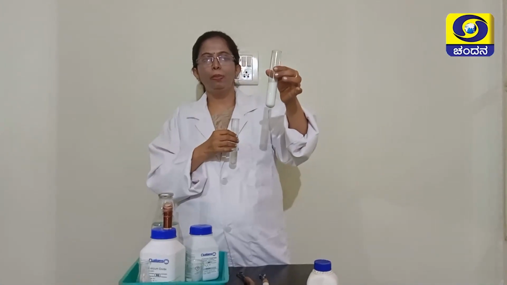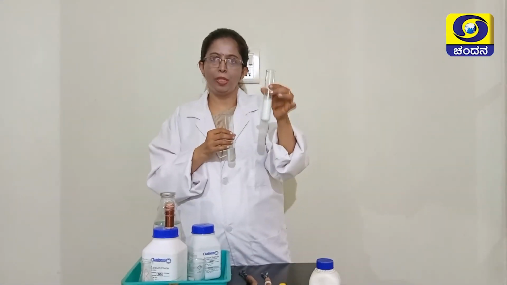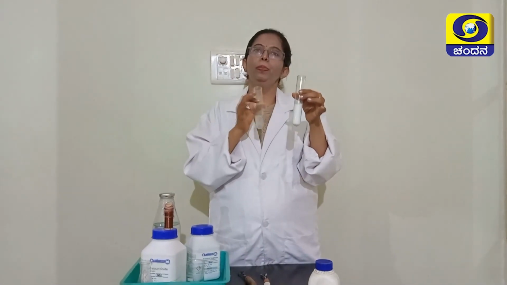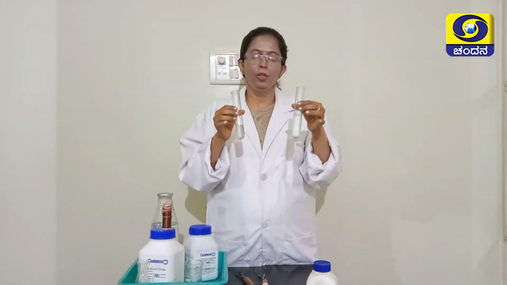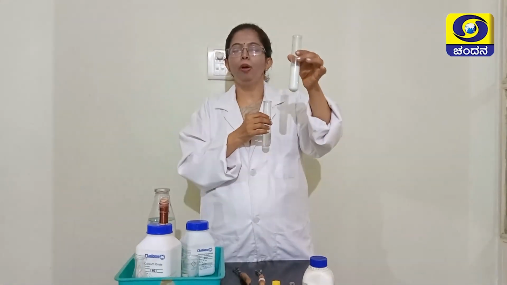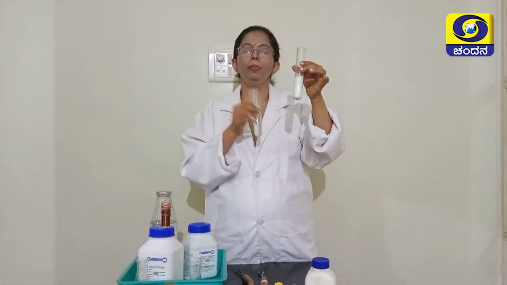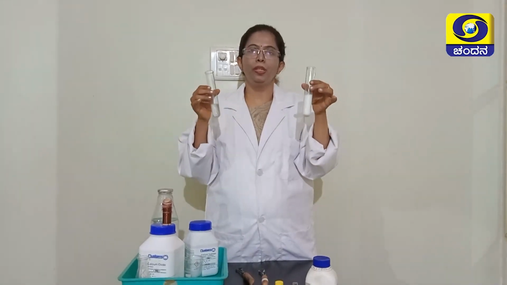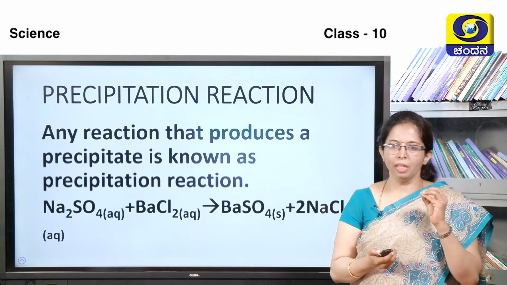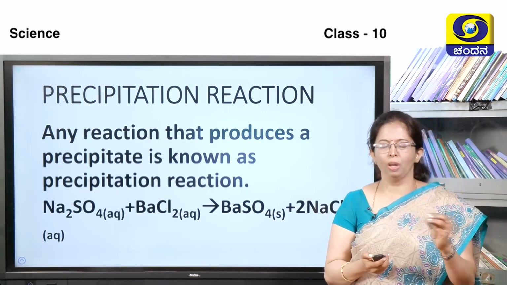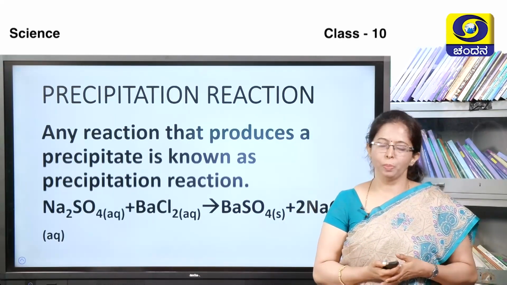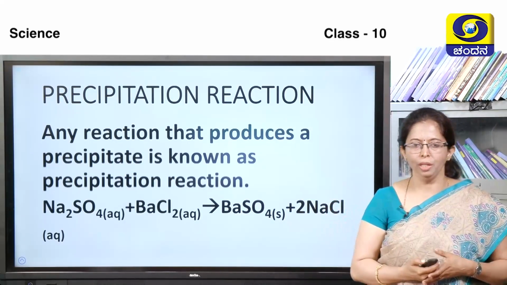This is the example for double displacement reaction, and similarly this is an example for precipitation reaction too. A reaction in which a precipitate is formed is a precipitation reaction. Precipitate is any insoluble substance formed. What is precipitate? Precipitate is any substance which does not dissolve, or it is an insoluble substance, and any reaction that produces a precipitate is known as a precipitation reaction.